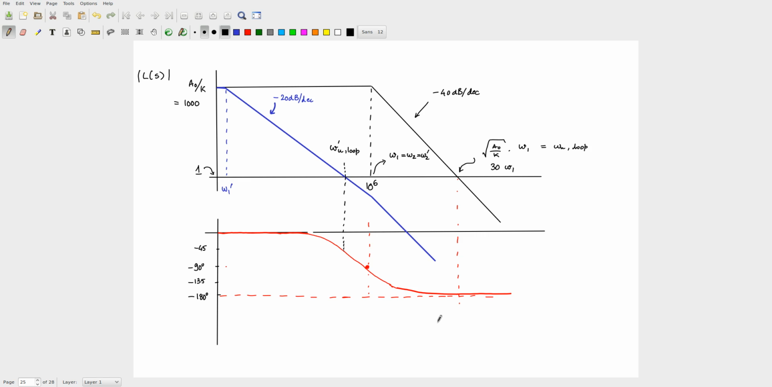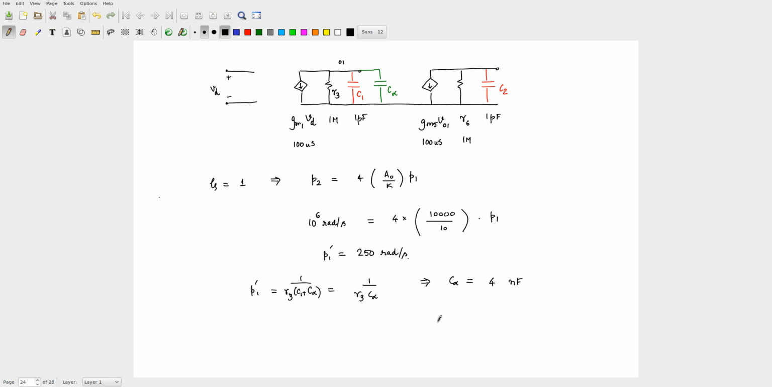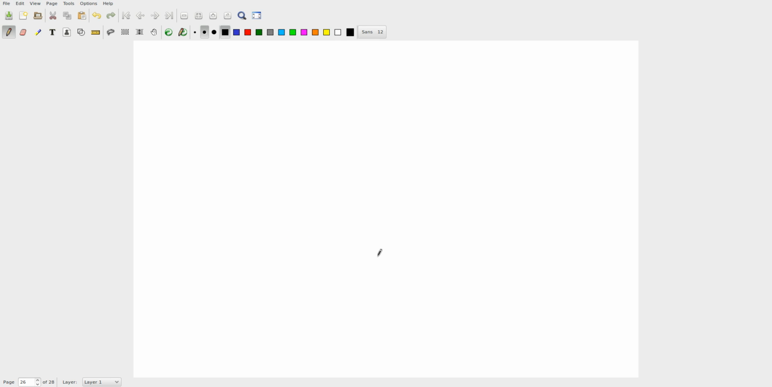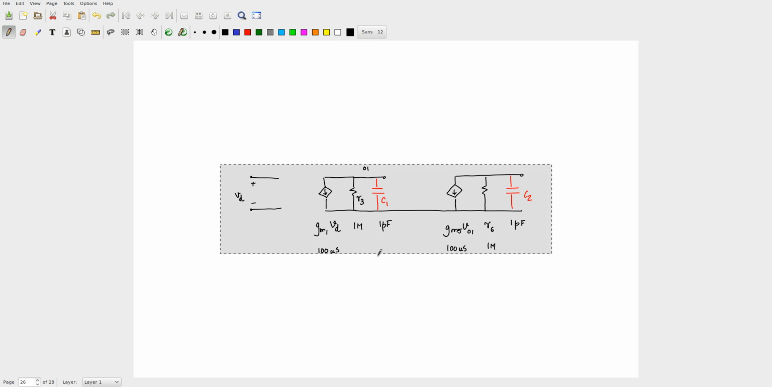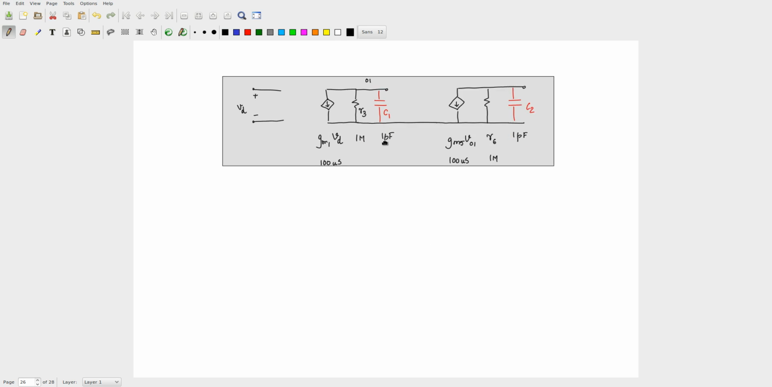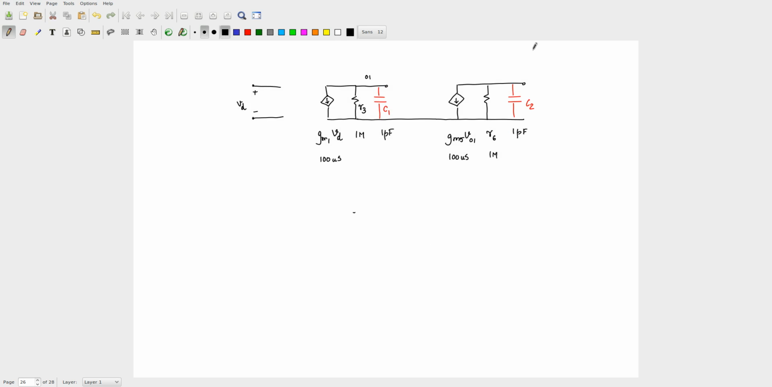So the essence here is that you need a very fat C1, sorry, a very fat C alpha, a very high value of C alpha in order to do this. Now, what did we know we can do? We can also do the Miller compensation.